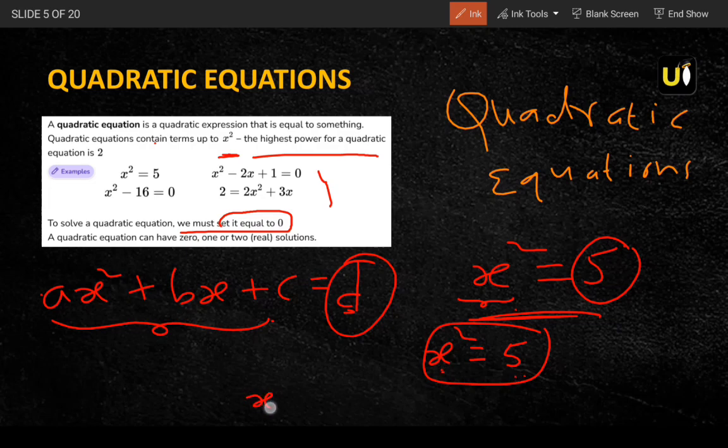For a quadratic equation, there can be one real root, two real roots, or no real roots. Here the number of real roots means the number of solutions, the x values. There can be 0 real solutions, 1 real solution, or 2 real solutions.